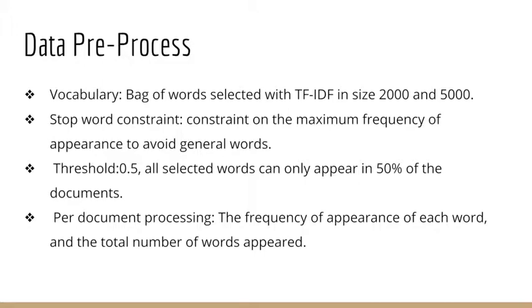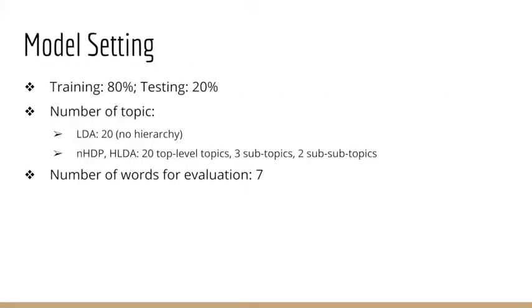After extracting the vocabulary, every document is processed to count the number of words appearing in it, together with the frequency of appearance for each word. These data are saved in different formats for different models. So that's all about our pre-processing steps, and let's talk about the model settings.